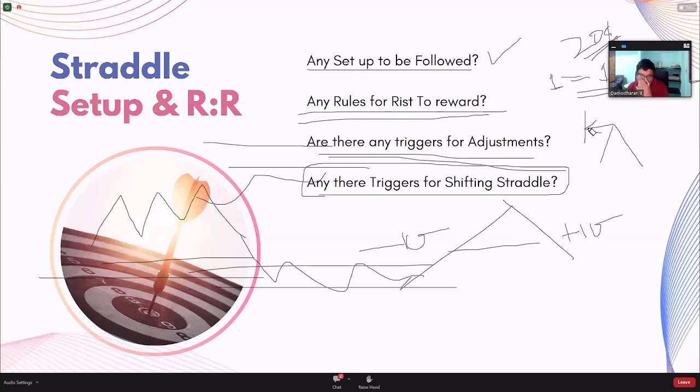After shifting, if you still have time and premium, then you can shift the straddle. Otherwise, you can close the risk. Something like this is what we have done. Otherwise, you can shift the straddle.